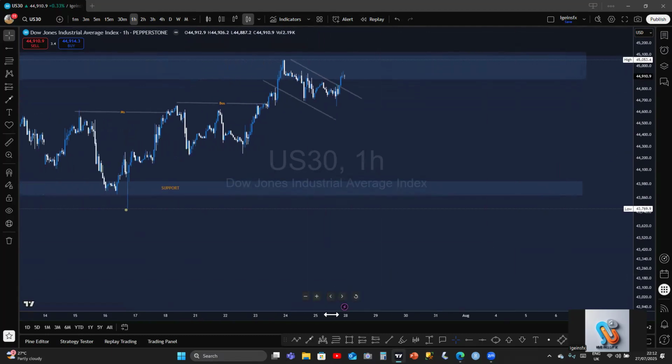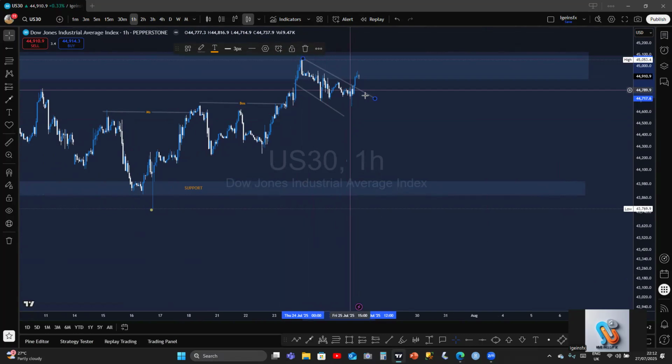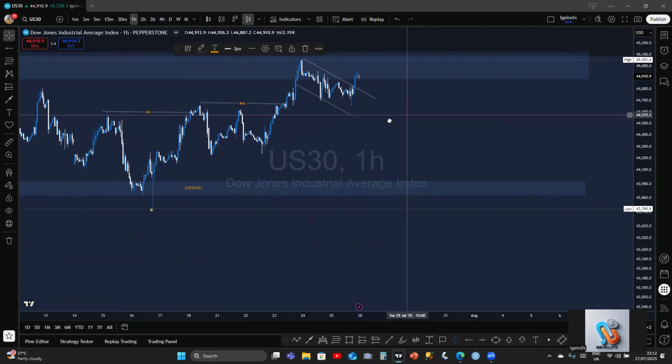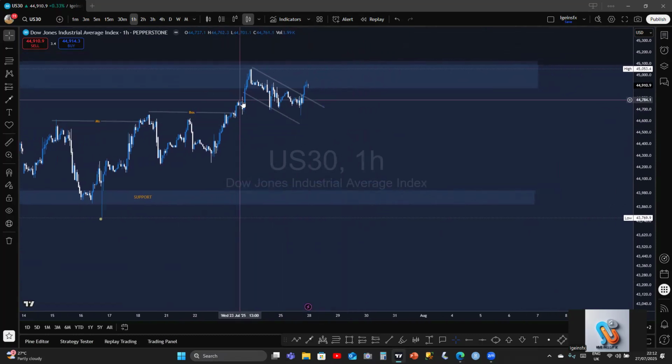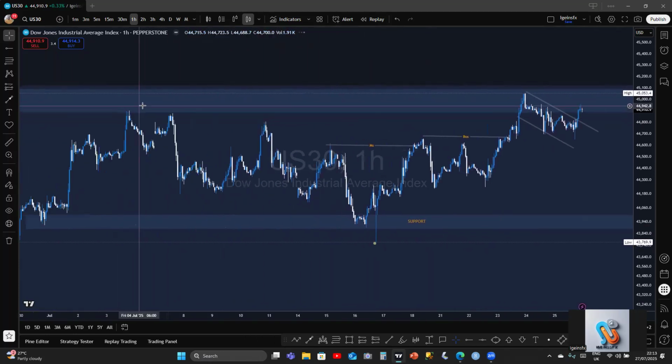So at this point, you now see that it has even broken out of the channel. Then what we need to see is whether price will come back, retest this channel, then push to the upside. But it is very tricky here. Why? Because there's a resistance here, a resistance that is obvious.